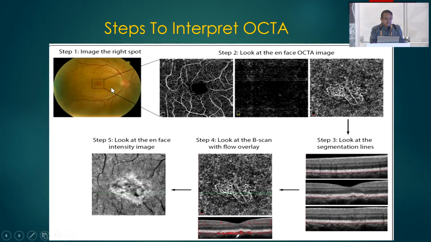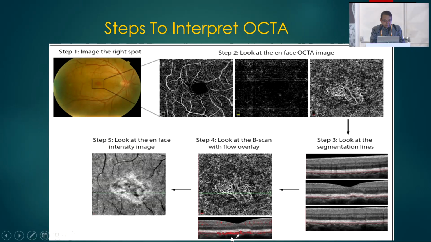The area that you want to image is first detected, and then you go ahead and look for the OCTA images. Look at the segmentation line. This is very important because wherever the lesion is, whether it's in the choroid or in the retina, the segmentation line should be at that plane. Look at the B-scan with flow overlay.